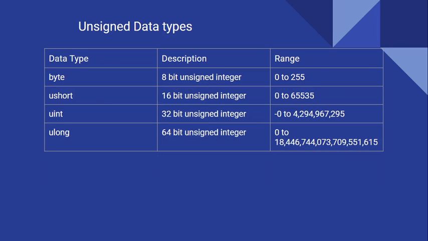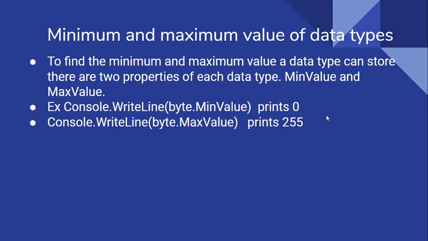But remembering these values is a bit difficult. For example, you can remember 0 to 255 for byte. You can remember ushort 0 to 65535, but you can't remember uint and ulong. It's very difficult to remember. So don't worry, we have an alternative to that.